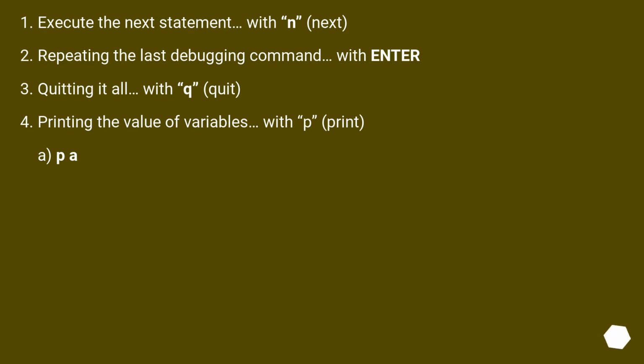Execute the next statement. With N, next. Repeating the last debugging command. With Enter. Quitting it all. With Q, quit. Printing the value of variables. With P, print. And PP.